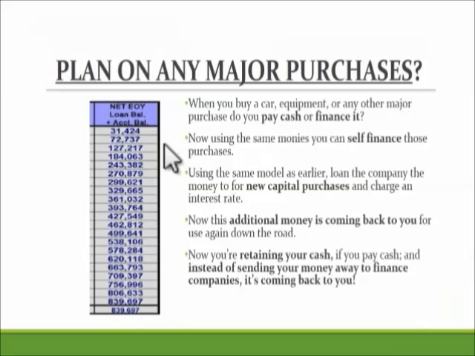Now I want you to consider this line here, which is all the cash values that accrue in this account. But when you buy a car, equipment, or other major purchases, do you pay cash or do you finance it? Now, using the same monies, you can self-finance those purchases. Using the same model as earlier, loan the company the money for the new capital purchases and charge an interest rate. Now this additional money is coming back to you for use again down the road. Now you're retaining your cash if you pay cash. And instead of sending your money away to finance companies, it's coming back to you.